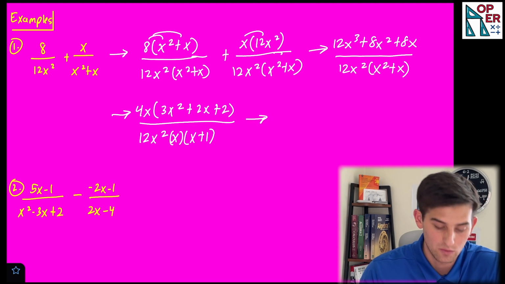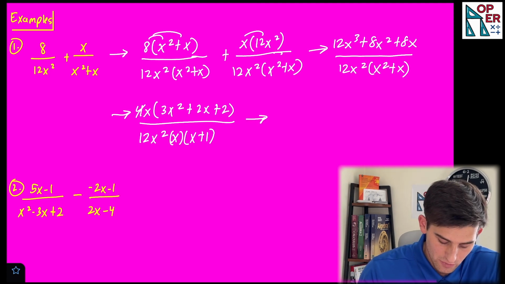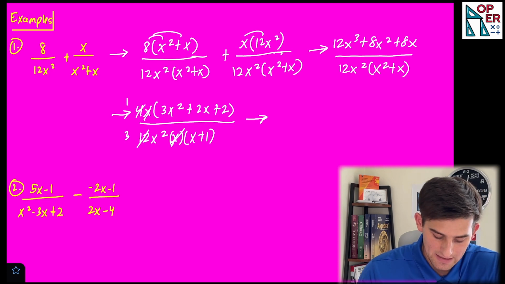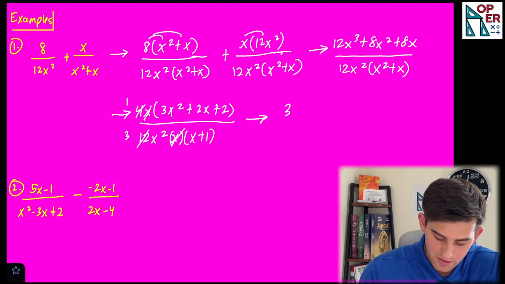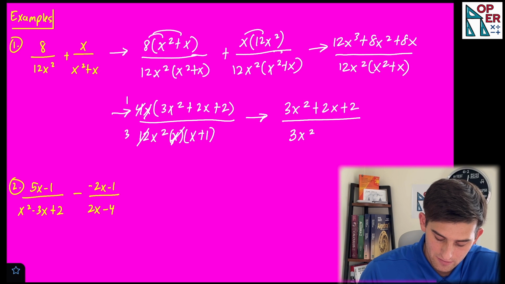So now, if we look at what can cancel, 4 and 12 would reduce to 1 over 3. This x in the numerator can cancel with that x in the denominator. So our numerator would just be 3x squared plus 2x plus 2, and our denominator now would be 3x squared times x plus 1, okay?